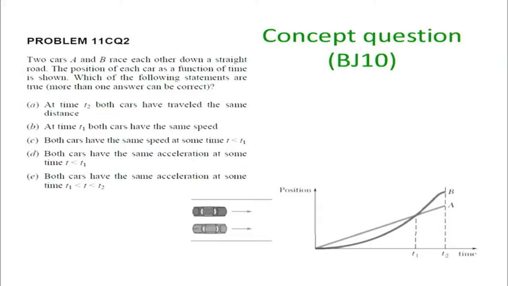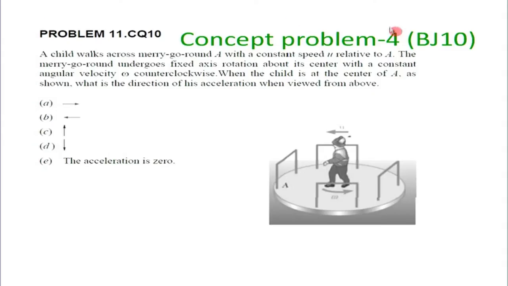Okay, so that much is the information that we can glean from the position, velocity, position, time curves. Fine. Now this is a very interesting problem. This is the problem that I had discussed. So this child, or this person, is standing at the midpoint of this merry-go-round.